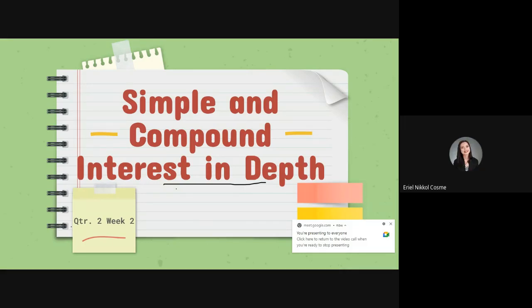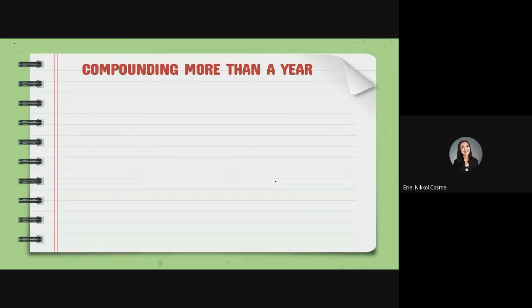Good day, everyone. So, we are going to discuss now the simple and compound interest in debt. Compounding more than a year, meaning to say we are going to discuss compound interest that will pay not just once but quarterly, semi-annually, and monthly. So, let us unlock the definition.